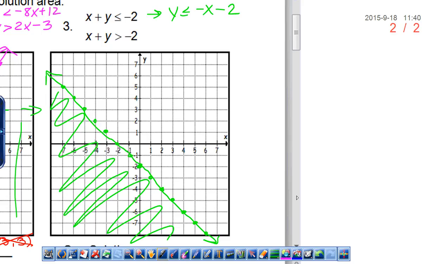Okay, let's look at the next one. x plus y is greater than negative 2. What happens here? Well, when we solve for y, we get the same equation, right? Okay, so I'm going to graph. It's going to follow the same points, but is it solid or dotted? Dotted. And which way do we shade? Above.